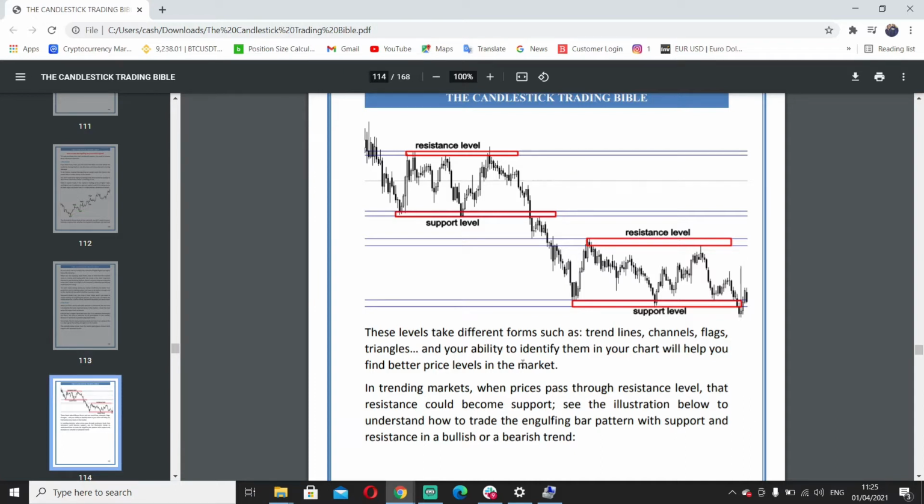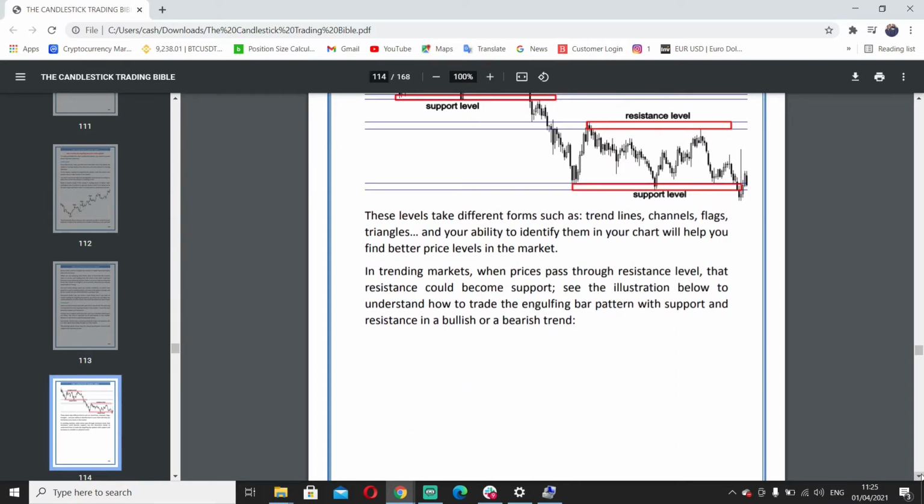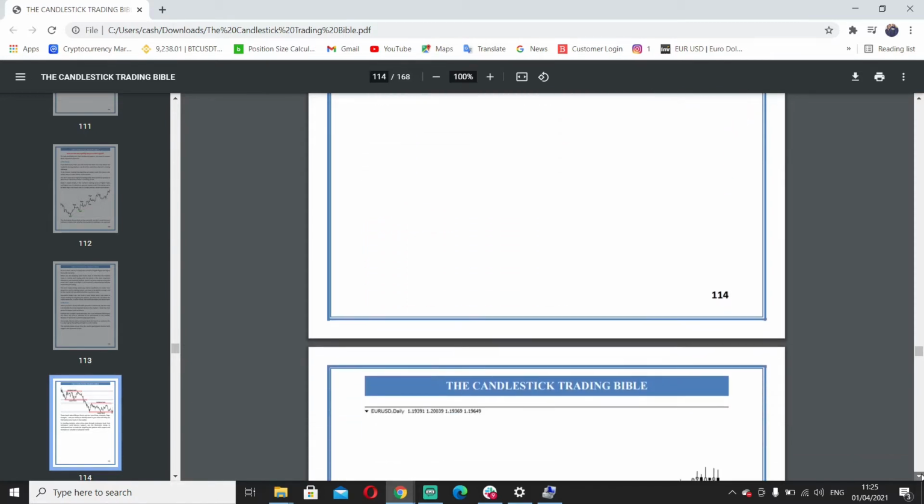So these levels take different forms, such as trend lines, key levels, support and resistance, triangles, channels. There are so many ways to plot your support and resistance, and along the line I'll be dropping a video just to show you the different types of support and resistance that can be used, and from there you can identify which one is best for you and for your trading strategy.